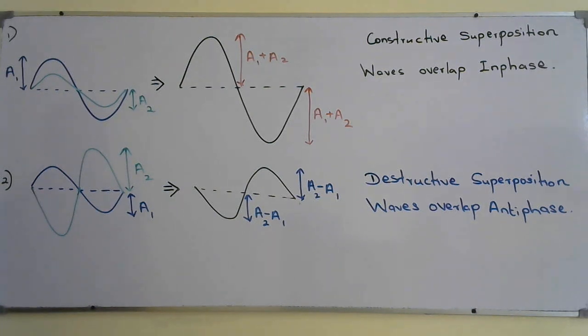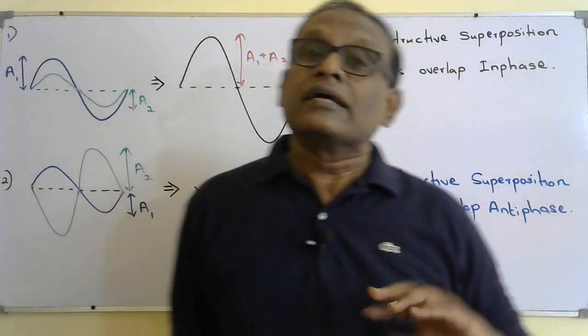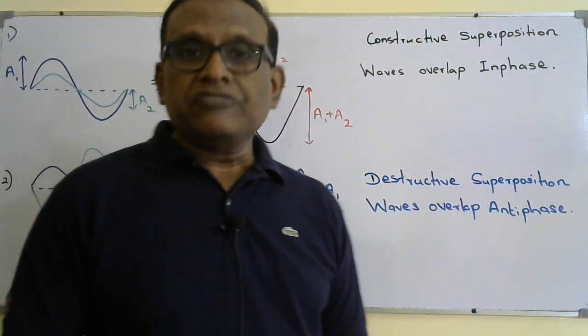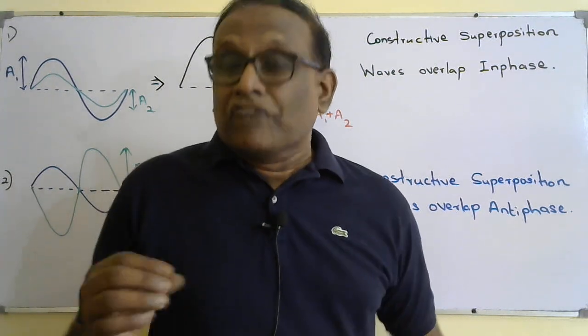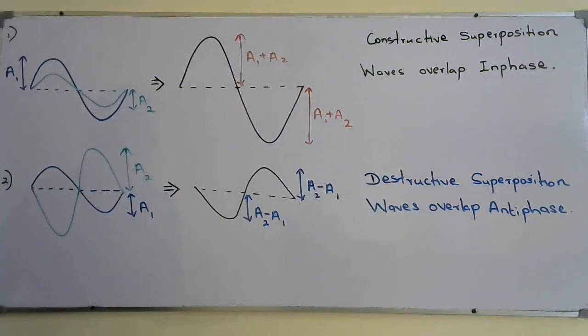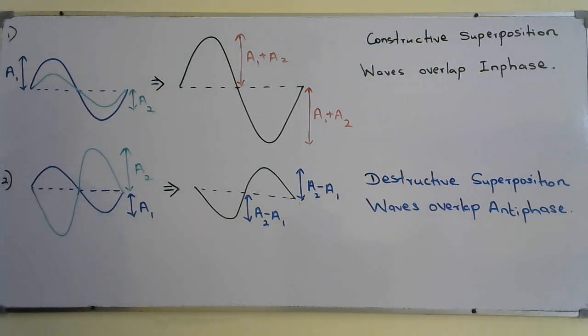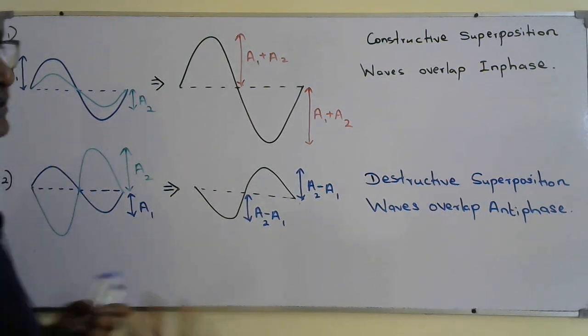When the waves overlap like this, with the crest of one wave and the trough of the second wave, or the trough of the first wave and the crest of the second wave, we say they are overlapping in antiphase at that point. Antiphase means, according to the vector sum, one has displacement in one direction and the other has displacement in the opposite direction. So we need to find the difference.